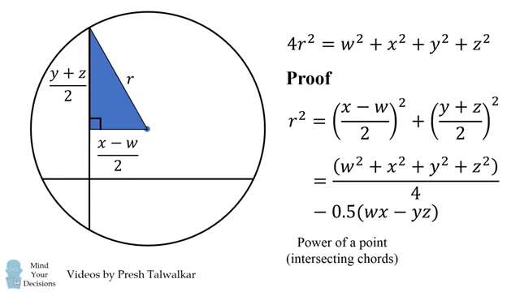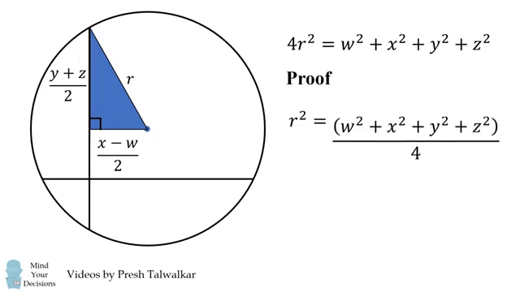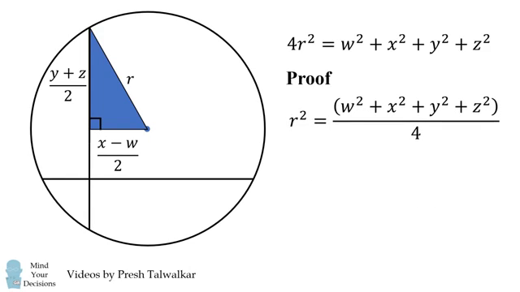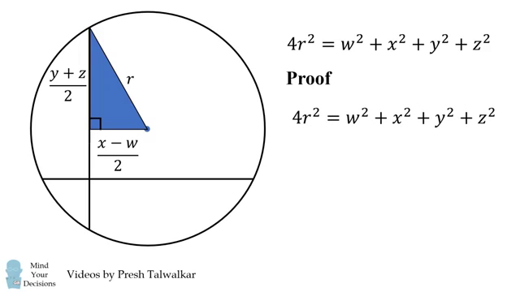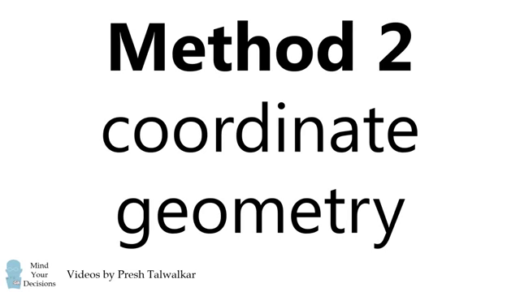Now we use the power of a point formula that WX is equal to YZ, so we notice these two terms cancel out. So we then get that r squared is equal to the sum of these squares all over 4. All we need to do is multiply by 4 and we get the formula. And that concludes the proof. So now let's go on to the second method that uses coordinate geometry.